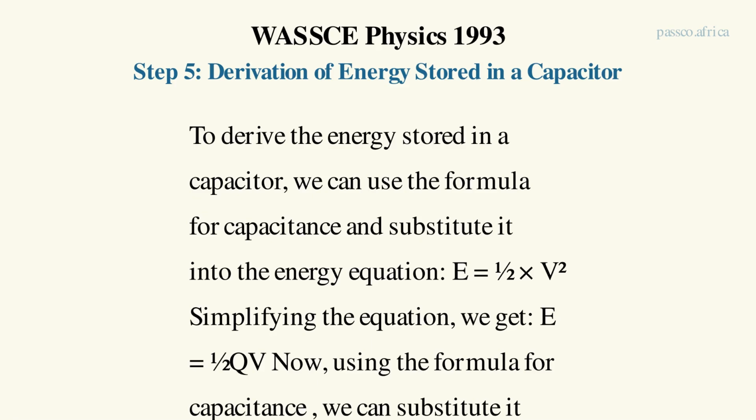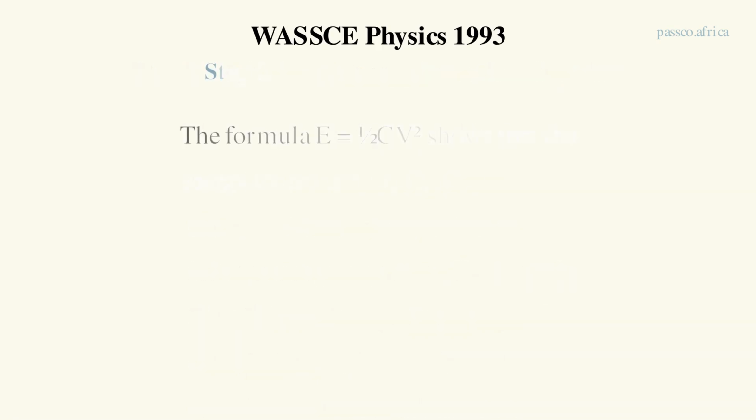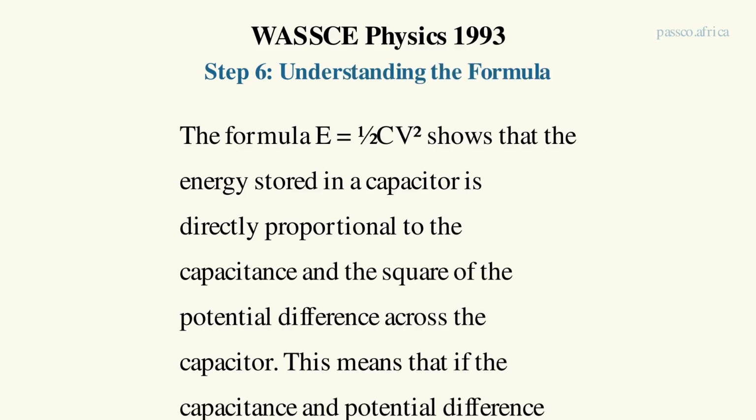Step 6. Understanding the formula. The formula E equals 1/2 CV squared shows that the energy stored in a capacitor is directly proportional to the capacitance and the square of the potential difference across the capacitor. This means that if the capacitance and potential difference increase, the energy stored in the capacitor will also increase.